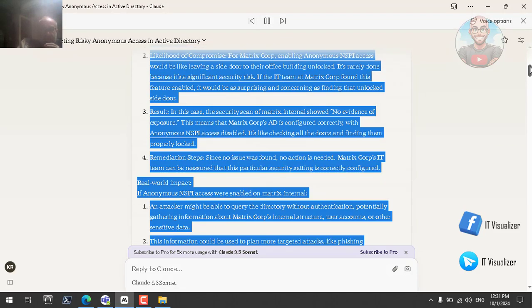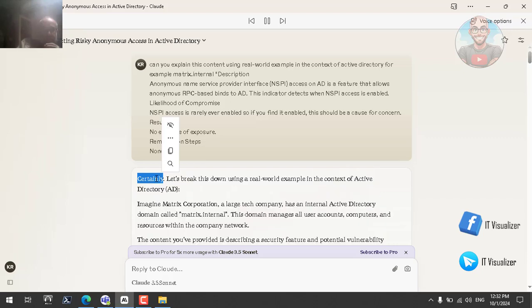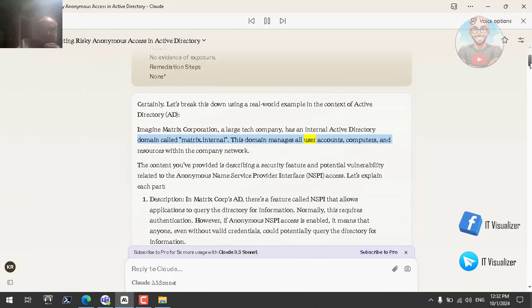Active Directory environment. Certainly. Let's break this down using a real-world example in the context of Active Directory, AD. Imagine Matrix Corporation, a large tech company, has an internal Active Directory domain called matrix.internal. This domain manages all user accounts, computers, and resources within the company network. The content you've provided is describing a security feature and potential vulnerability related to the Anonymous Name Service Provider Interface, NSPI, access. Let's explain each part.